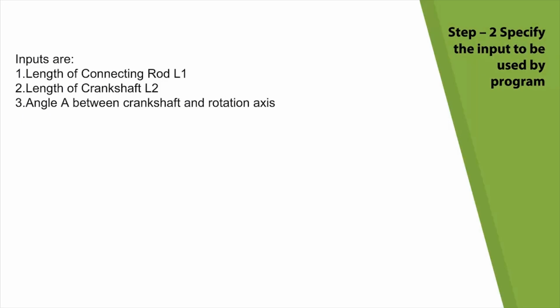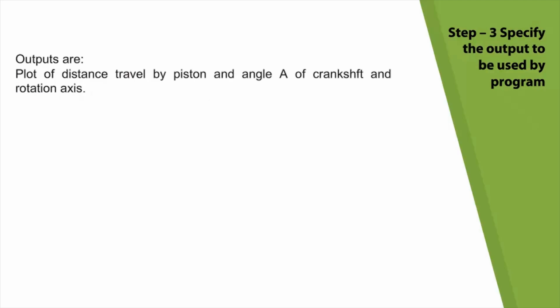Step 2 is specifying the inputs that are to be used by our program. Here we clearly know the inputs are the length of connecting rod L1, length of crankshaft L2, and the angle A between the crankshaft and the rotation axis. Step 3 is specifying the output to be produced by our program. The output we want from our program is a plot of distance traveled by the piston, that is D, versus the angle A.